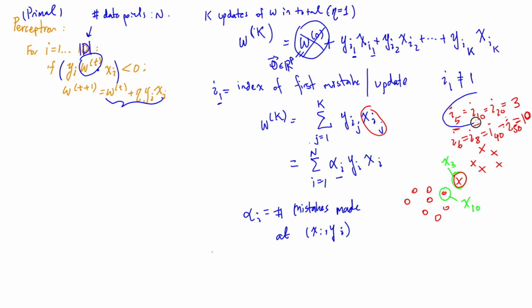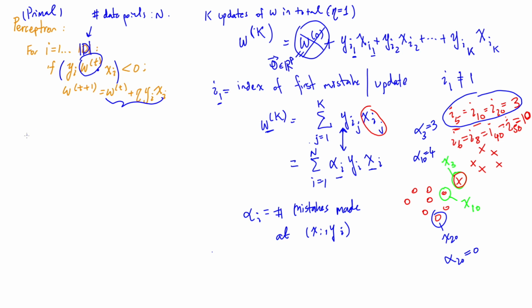But for some of the points, we'll make multiple updates. So, for example, here, alpha 3 is going to be 3, right? Because we make 3 mistakes. And here, alpha 10 is going to be 4, okay? And if we take this point here, x20, for example, you could have alpha 20 equals 0 if you never make any mistakes on that point. Okay, and basically I'm just rewriting this summation as this summation, and hopefully you can see that they're equivalent. But basically I've shifted the focus from w, right? I'm rewriting w in terms of just the data points.